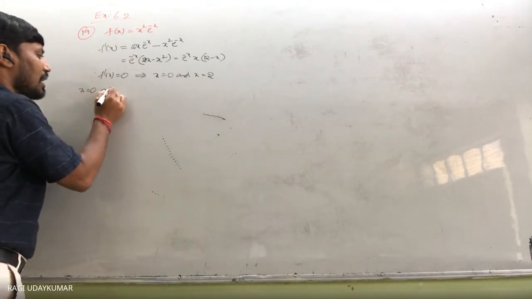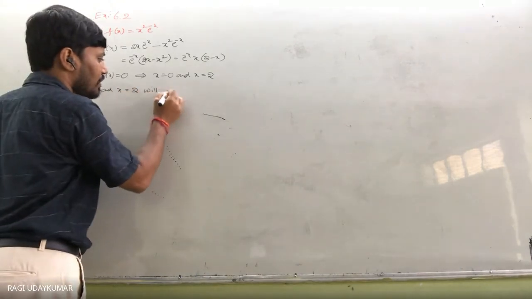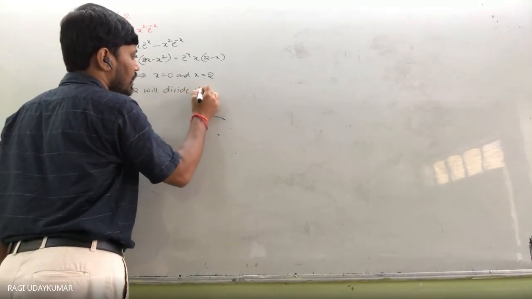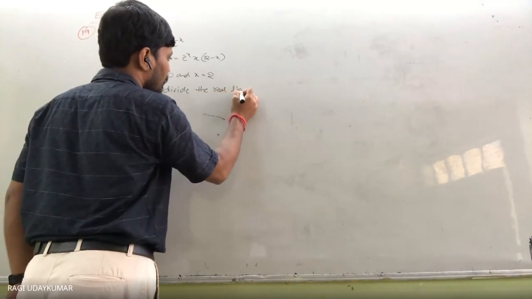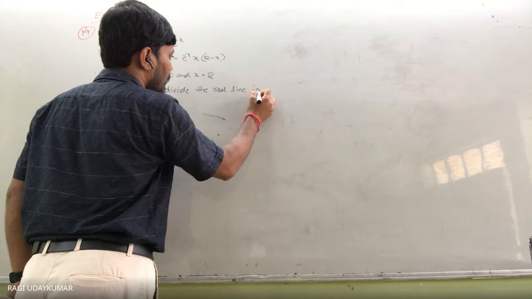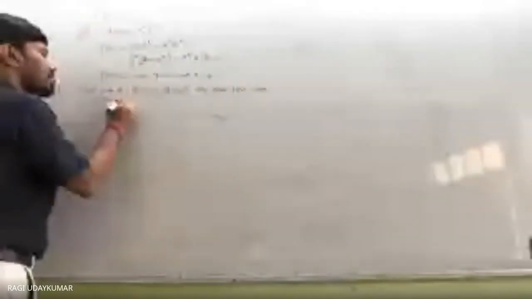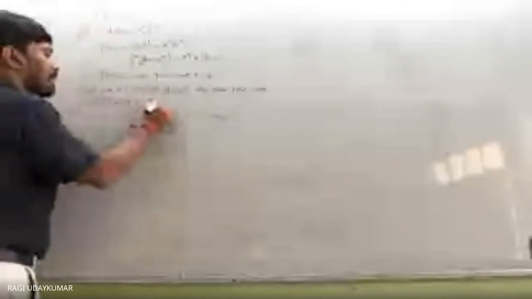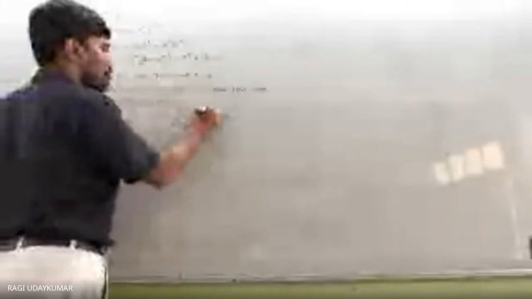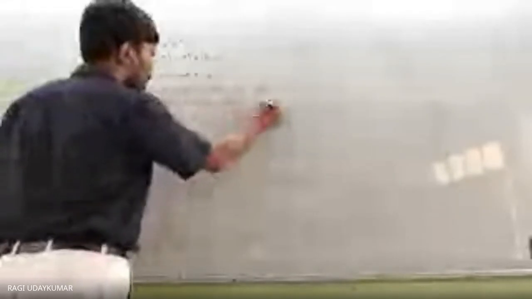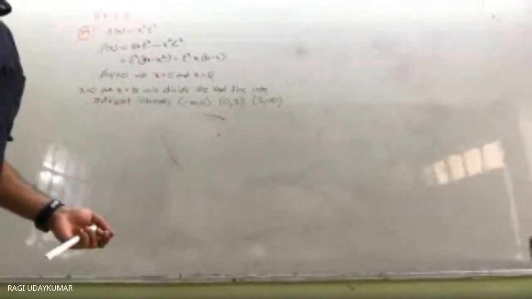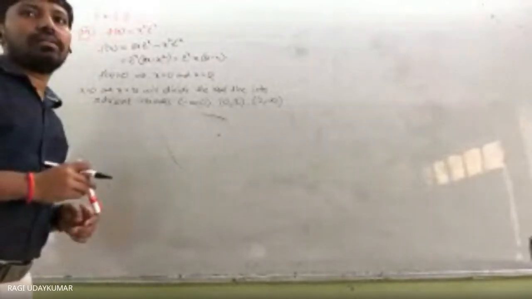x equal to 0 and x equal to 2 will divide the real line into 3 disjoint intervals: minus infinity to 0, 0 to 2, and 2 to infinity. In these 3 intervals, you need to check how it behaves. The question is asking where it is increasing, so you have to check in what interval it is greater than 0. So you are getting 3 intervals.